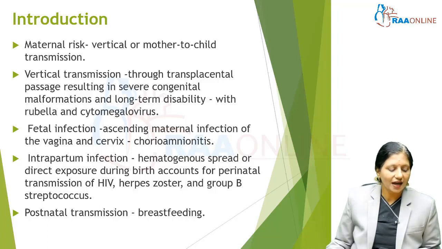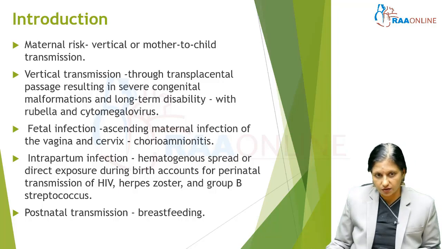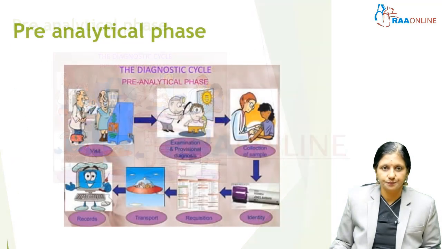Herpes can go directly from the vaginal secretions to the baby's eyes and lungs. And Group B streptococci can also spread through vaginal secretions during the process of childbirth. Postnatal transmission is via breastfeeding.